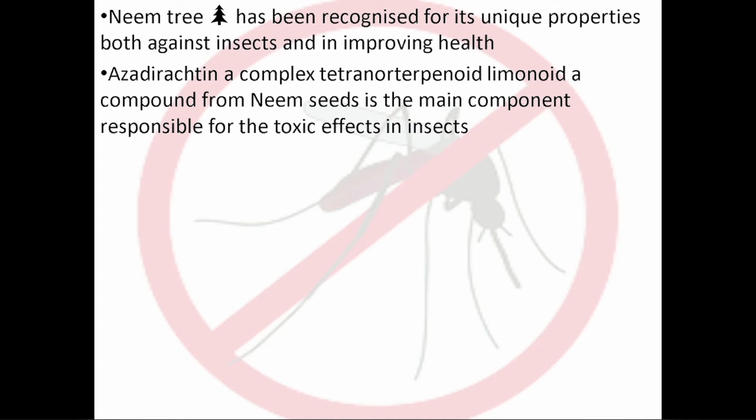Here, I'm trying to explain about the neem plant. What's the neem plant? It has been recognized highly for its unique properties, both against insects and for improving health. If you are not using this neem plant for obtaining the oil, it can be used for other purposes. The azadirachtin, which is a compound found in this neem plant, has been found to produce toxic effects, which highly help to repel away the mosquitoes.